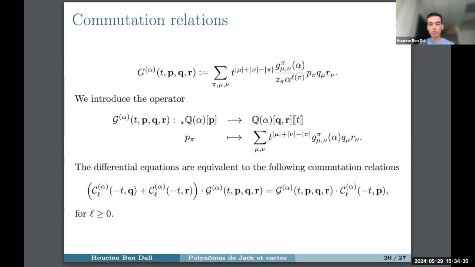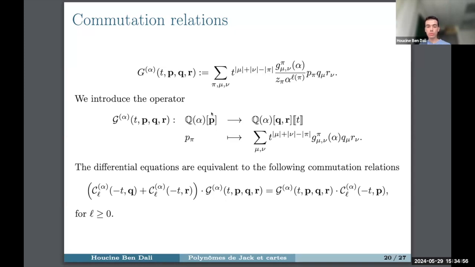And it is not very hard to prove that the differential equations from the previous slide are exactly equivalent to the following commutation relations. So what do these equations say? They say that it is equivalent to start by applying the operator G alpha.